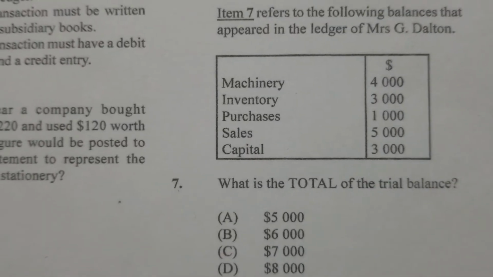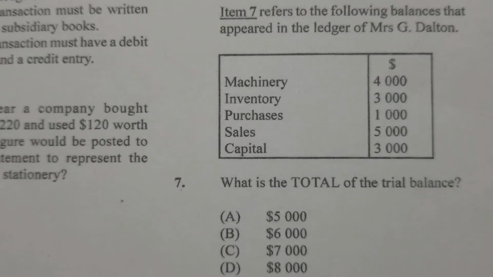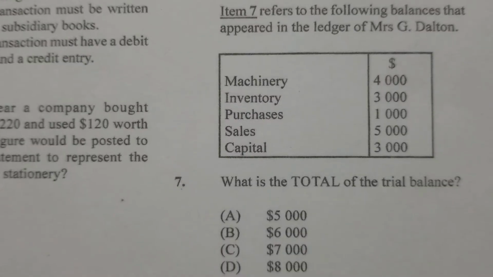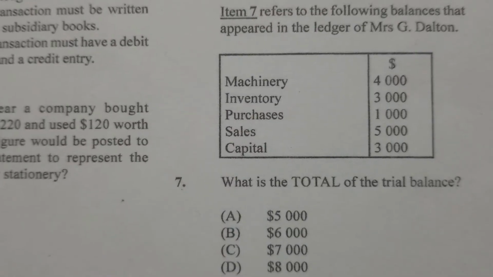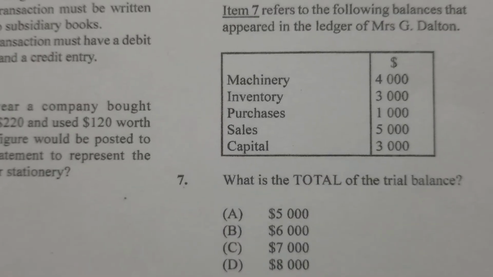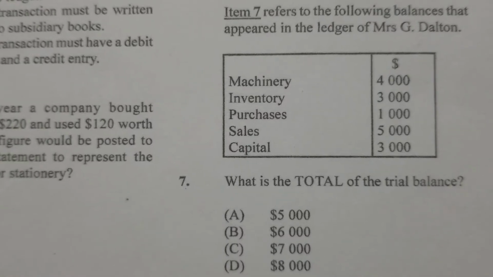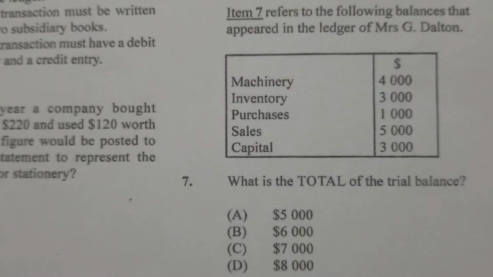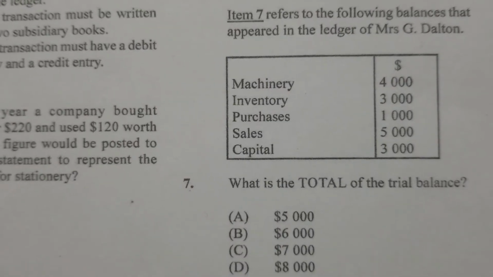Let us now go to question 7. Item 7 refers to the following balances that appear in the ledger of Mrs. G. Dalton. Now they're asking us to find what is the total of the trial balance. So what are we going to do? We will be adding all of the assets and expenses that we have, and that would come on the debit side of the trial balance, and then all the income and liability would be on the credit side of the trial balance.